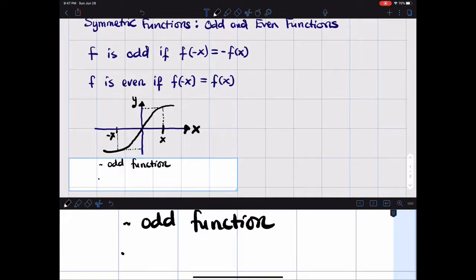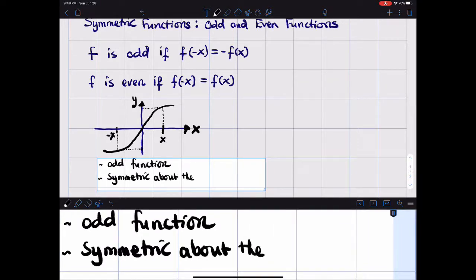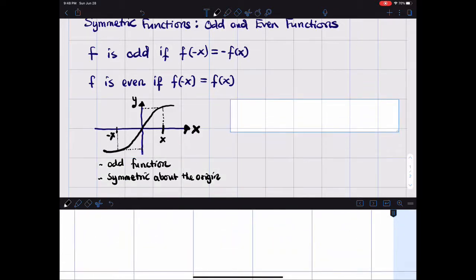And this function is symmetric about the origin. Now let's draw another function. Let's try to draw an even function. Say we have this function, like this.